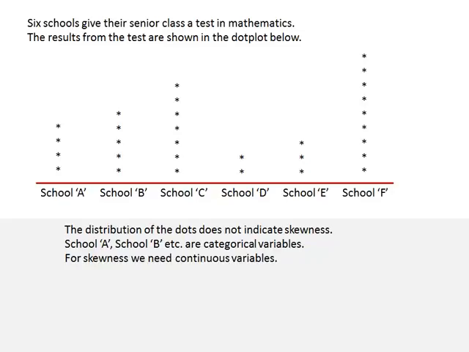School A, School B, School C. So we can't look at this and talk about the skewness of the figures. What we can do is just simply look at the number of dots, and it represents the performance of the schools pictorially.